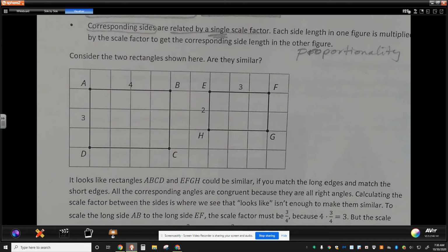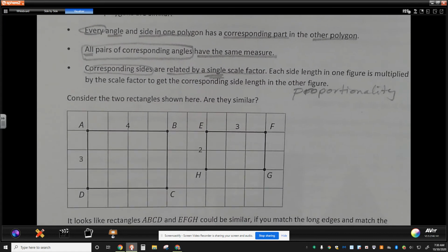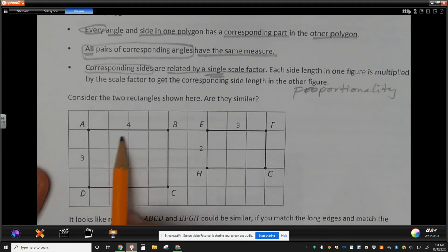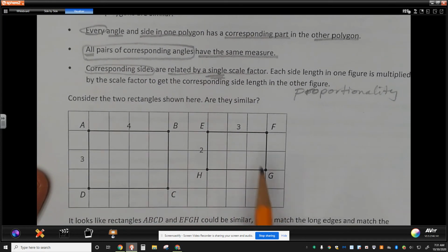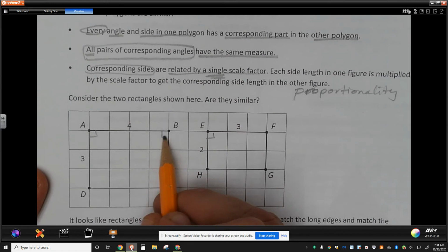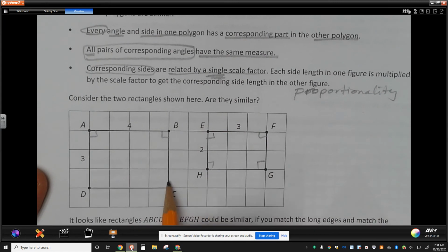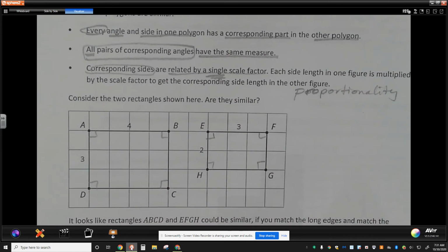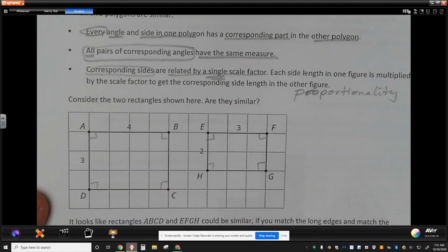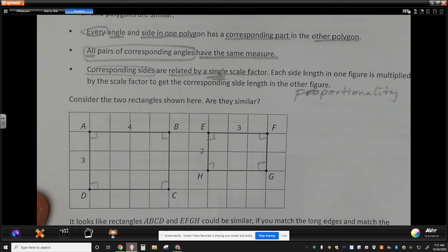Here are two rectangles shown below, and the question is, are they similar? Well, let's look at our criteria above. Is every single angle in this rectangle the same as this rectangle? Well, sure, because they're all 90-degree angles. So right now we've met criteria 1. Yeah, all these angles are the same, but now let's look at the corresponding sides. Are they related by a single scale factor?